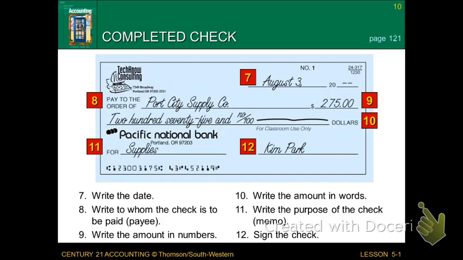The rest of the check does not have to be in cursive, by the way. It can be in print, but all signatures officially should be written in cursive. And in most cases, for personal use at least, you'd want to include your middle initial if you do have one.